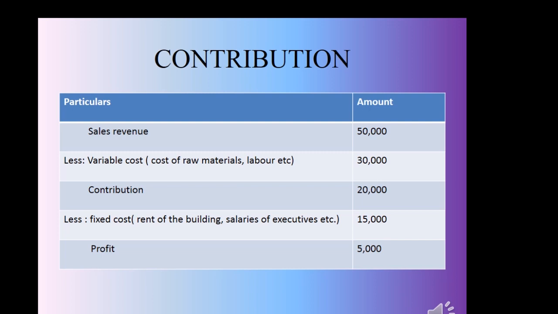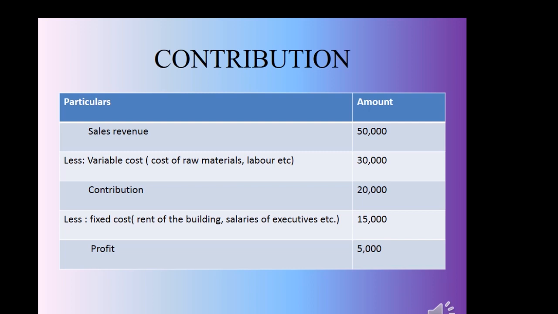Suppose a manufacturing concern is earning a sales revenue of Rs 50,000. When we deduct variable cost, that is cost of raw materials, labor, etc., from that particular sales revenue, suppose that figure is Rs 30,000, we will get the resultant contribution as 20,000.